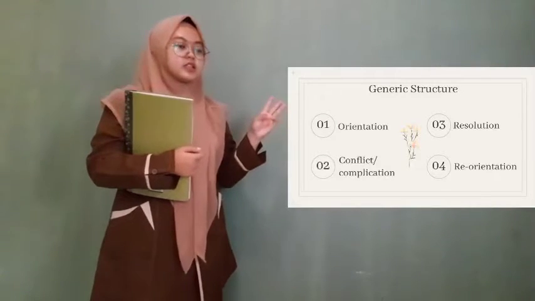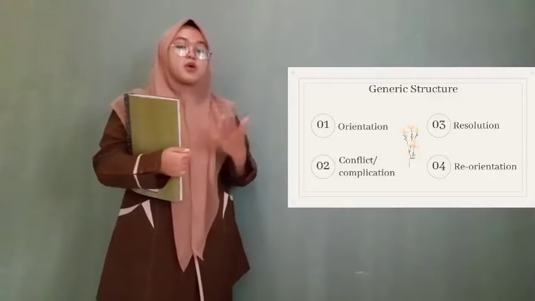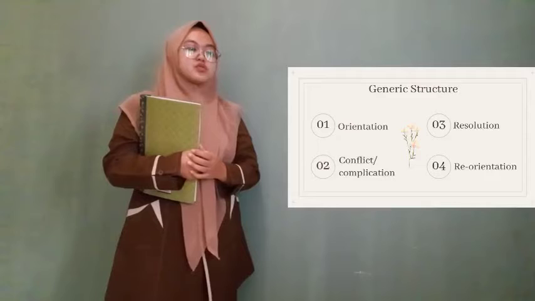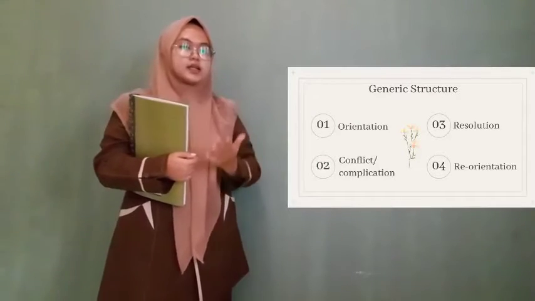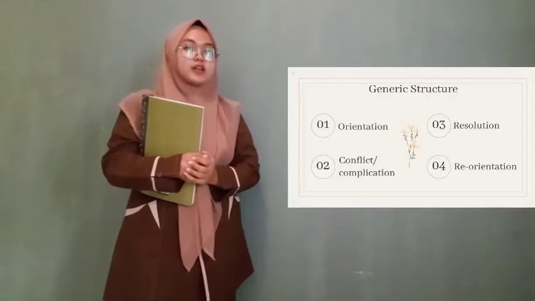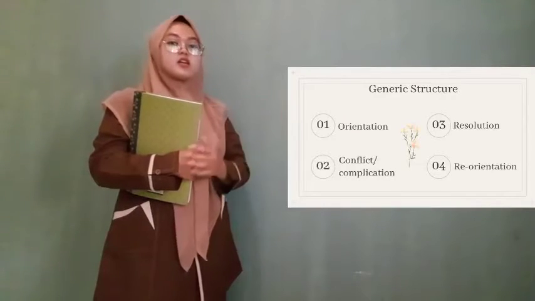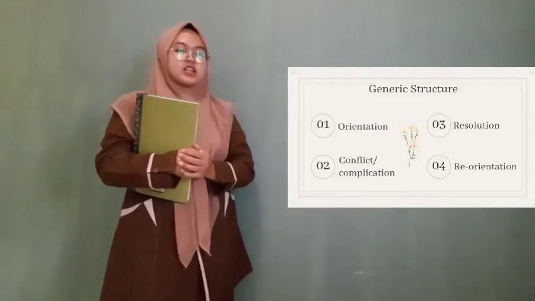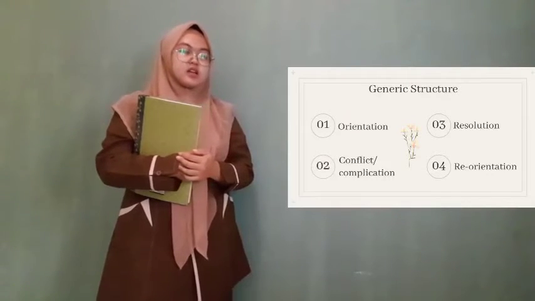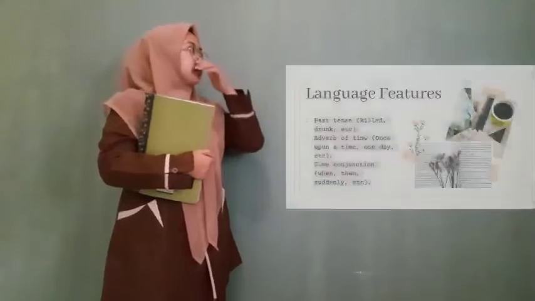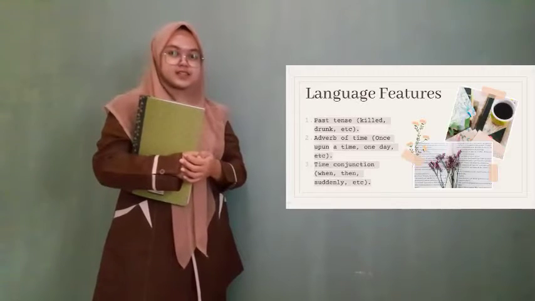The third is resolution. It is about where the problem in the story is solved. So how the character resolves the conflict. And the last is reorientation. This is a review or general comment. Now, next slide. What are the language features of narrative text?